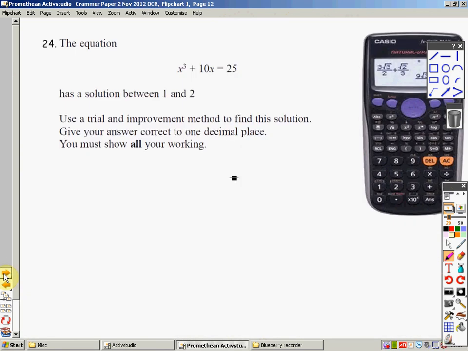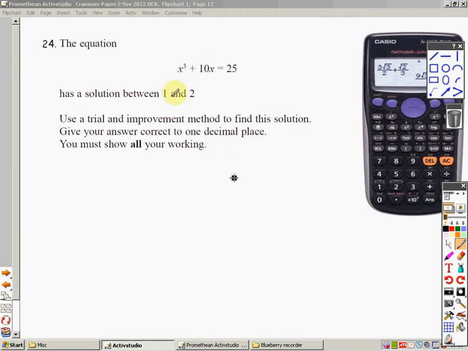Let's do this one as well quickly. The equation x cubed plus 10x equals 25 has a solution between 1 and 2. Use trial and improvement method to find a solution. You must give your answer correct to one decimal place. You must show all your working. Here we go, let's go through it again.